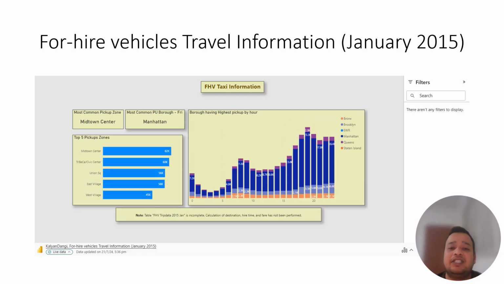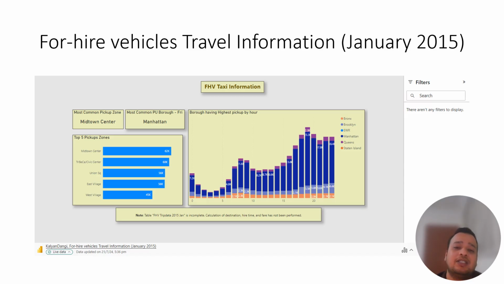Now, in this slide, we will discuss the for-hire vehicles (FHV) for January 2015 using 4 different visuals: card, clustered bar chart, and stacked column chart. These visuals were chosen to highlight key metrics and provide a detailed comparison of categorical data.